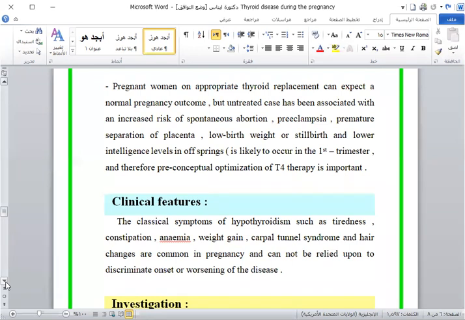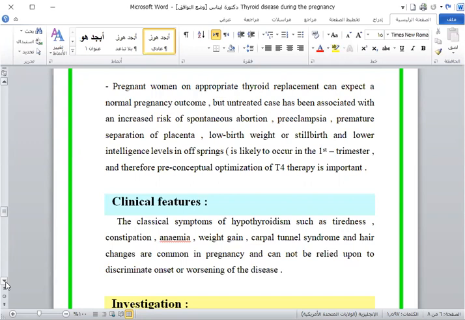شو clinical feature؟ Classical symptoms of hypothyroidism such as tiredness, constipation, anemia, weight gain, carpal tunnel syndrome, hair change and so on are common in pregnancy. صح ولا لا؟ كلها نشوفها، هاي محتمل sign and symptom in normal pregnancy and cannot be relied upon to discriminate onset or worsening of the disease. كل هذه classical symptoms محتمل نلقاها بالnormal pregnancies.